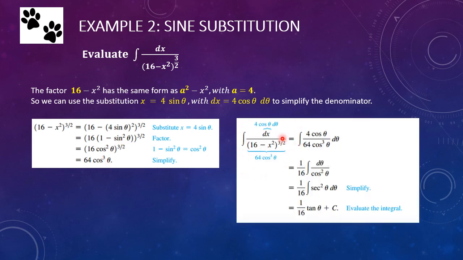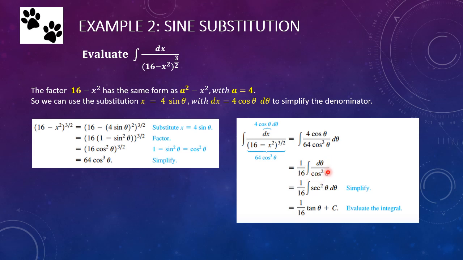So we can rewrite our integral. Remember, our dx is 4 cosine theta d theta. That's in the numerator. We just simplified the denominator to 64 cosine cubed theta. Well, here we have a factor of cosine in the numerator and denominator, so we can cancel one of those out, and we get cosine squared in the denominator. And 4 over 64 becomes 1 over 16, which can come out in front since it's a constant multiplier.